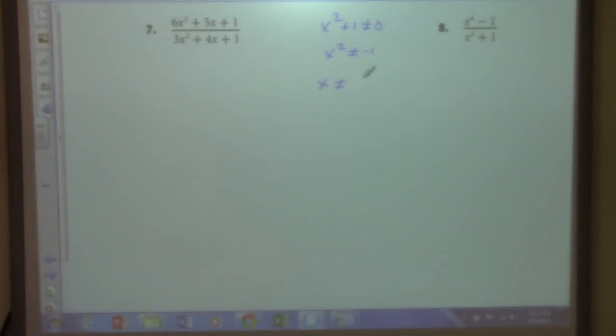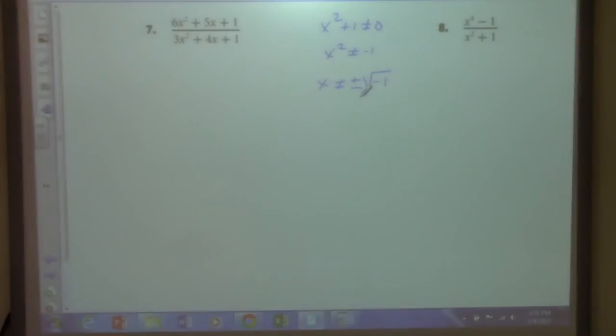Plus or minus the square root of negative 1. Imaginary number. And what is the square root of negative 1? I. So x cannot equal plus or minus i. So we're talking about an imaginary number, right? And so what does this tell us? That we are safe. This tells us no excluded values. We're safe from excluded values.